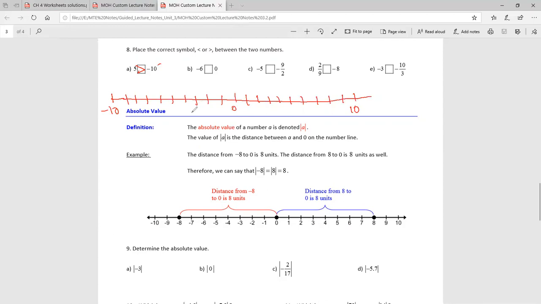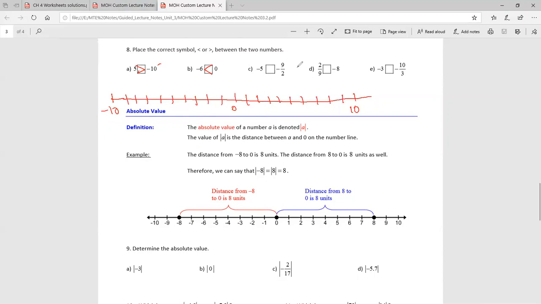-6 versus 0, with a -6, we're going left. 1, 2, 3, 4, 5, 6. So here's -6. 0 is dead center, splitting the positives and negatives. -6 falls to the left of 0, so that means -6 is smaller. So we're going to use the less than symbol. So again, we use the less than symbol.